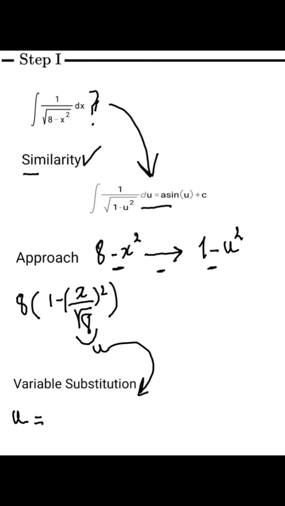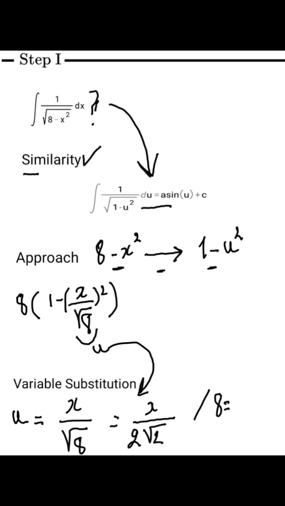So u will be equal x over root square 8, but root square 8 is equal to 2 root square 2, and I will explain in a moment why. So finally u will be x over 2 root square 2. And just to explain why, 8 is equal 2 square times 2. So if you root square 8, you will get 2 root square 2.